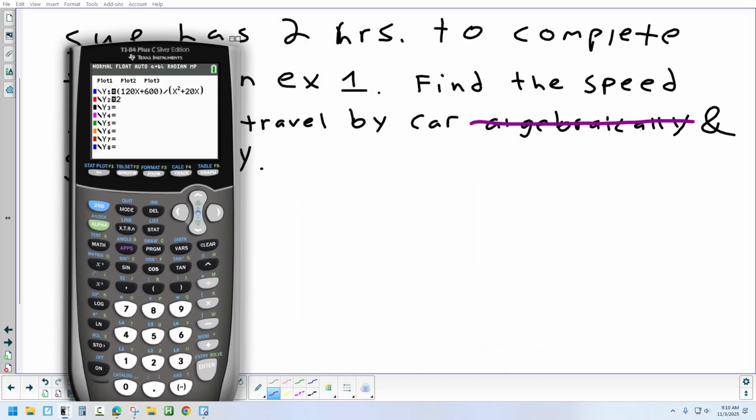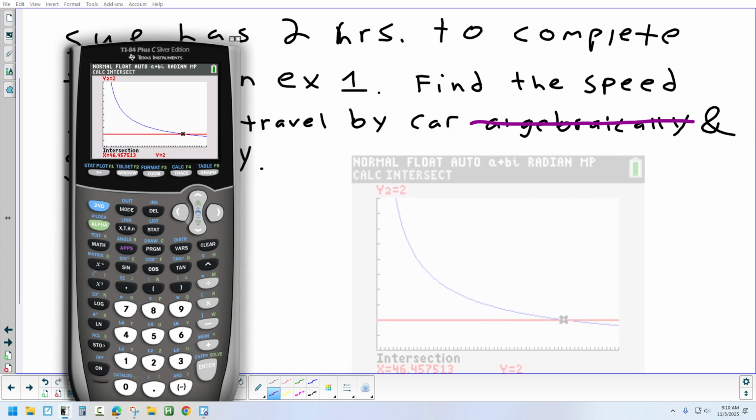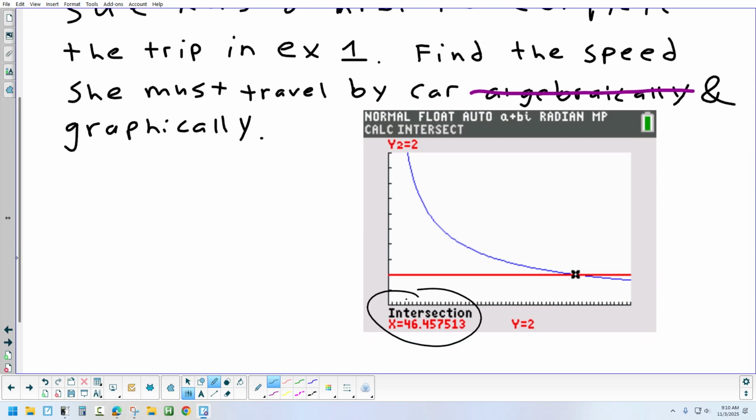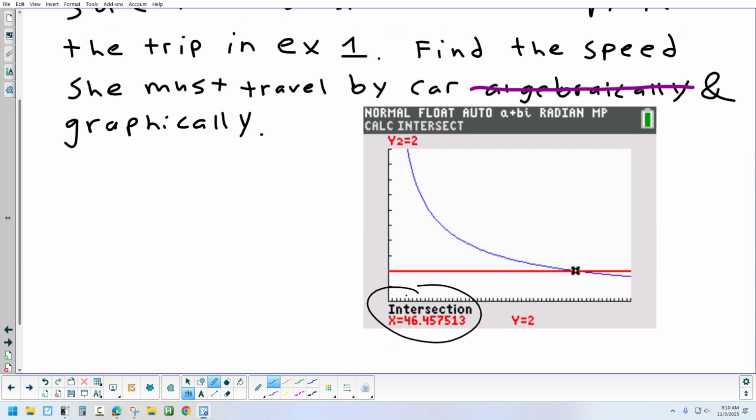Exactly. So time is the y-axis, so we're going to put a mark at the 2 hour section. And now we just have to see where her time hits 2 hours by seeing where they cross. So second calc, intersect. Because they only cross in one spot, you just hit enter 3 times. And we just solved for x. That 46.46. What does that represent in our problem again?